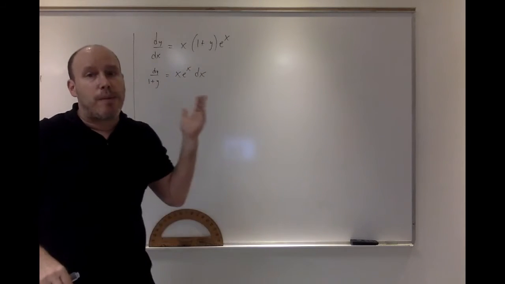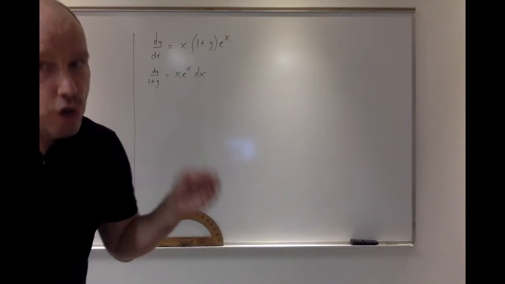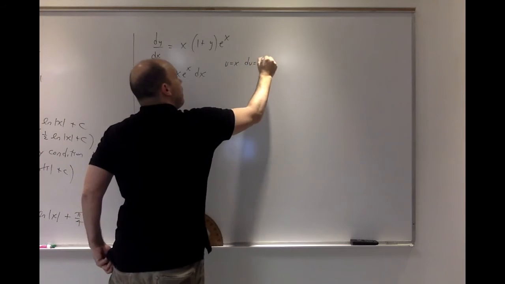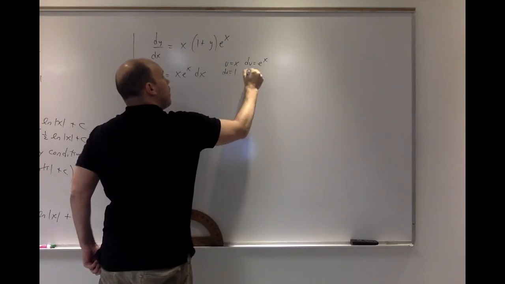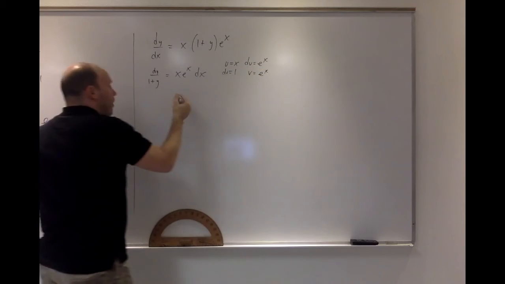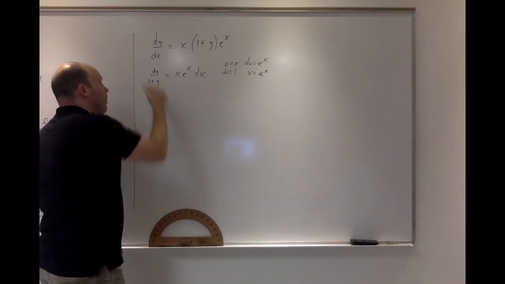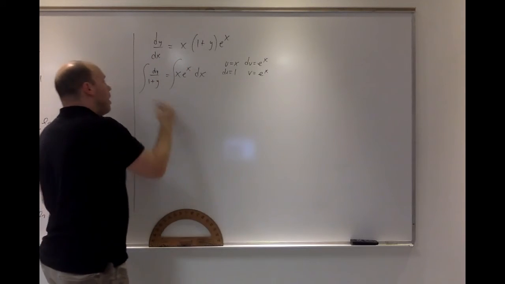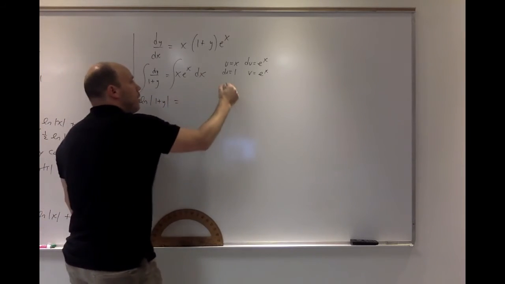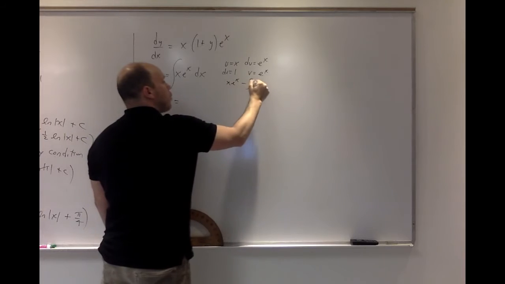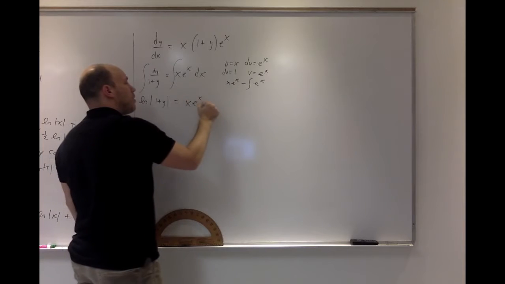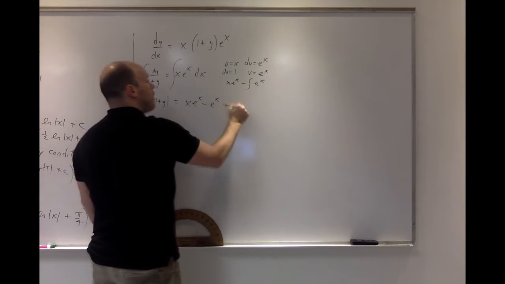This is an opportunity for them to do integration by parts. You should know how to do that. Let's do that quickly. u equals x, dv equals e to the x, du equals 1, v equals e to the x. Therefore, I apologize, I skipped a step. We know we want to take the integral of both sides. This is the ln of 1 plus y. This is equal to u v, x e to the x, minus the integral of e to the x. So it's x e to the x minus e to the x plus c.